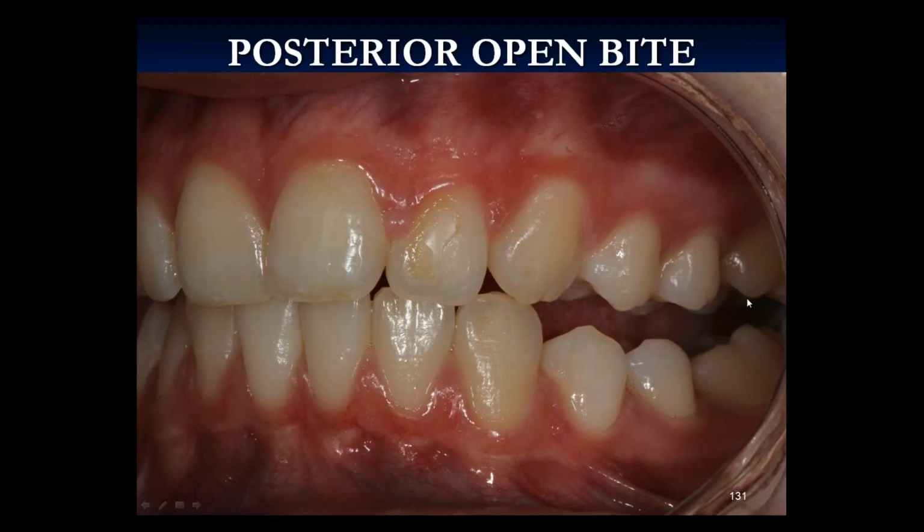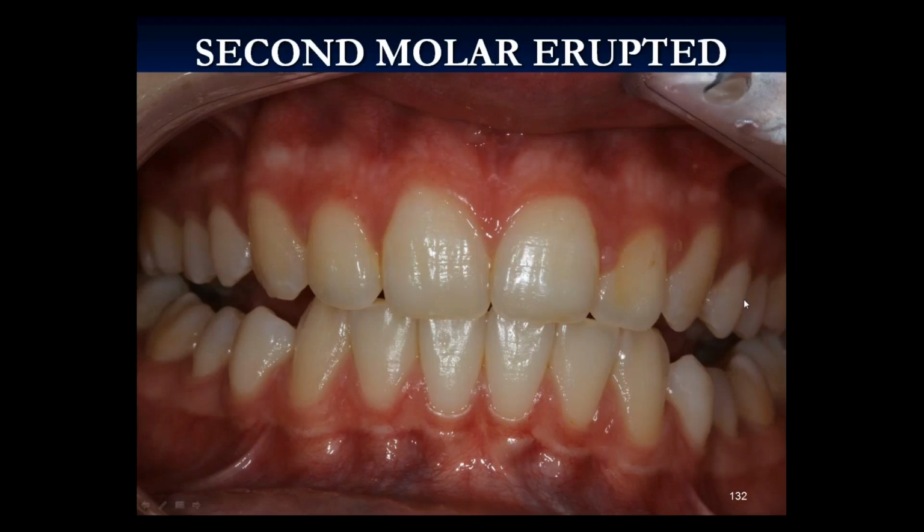But expect that posterior open bite. You're going to see it, and tell the patient ahead of time they're going to get it. But remember, with just the night appliance, they don't get it. They only get it if they wear the day appliance and the night appliance for 4 to 6 months. But that means they're getting better.